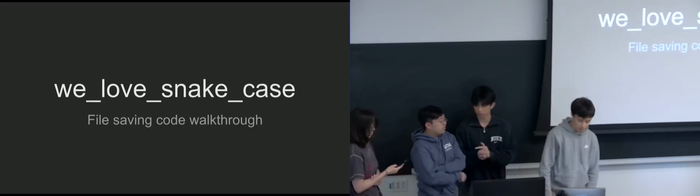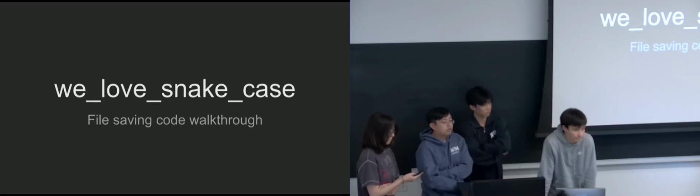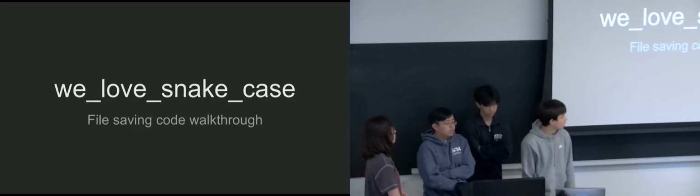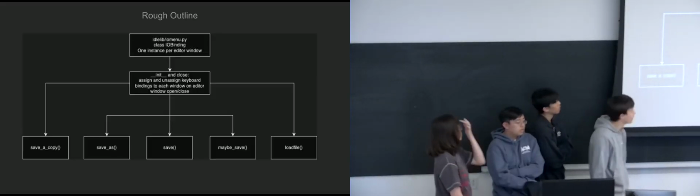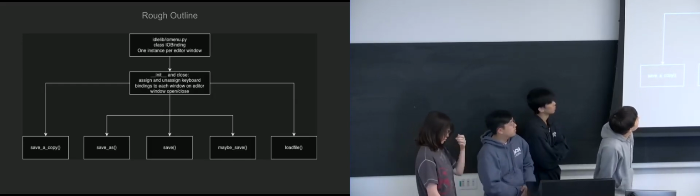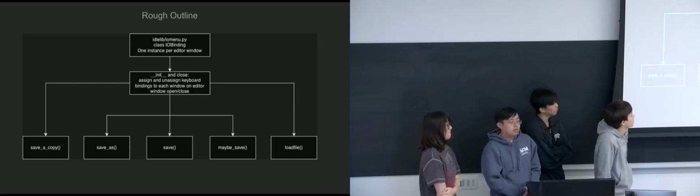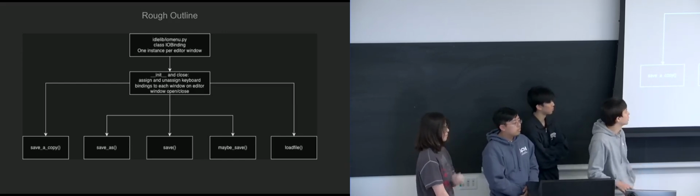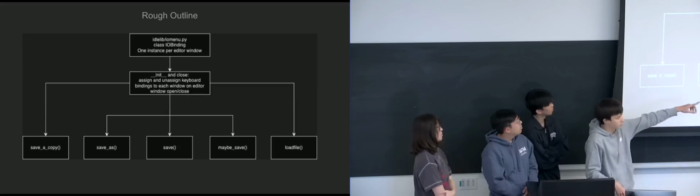So we're demoing. Alright, everyone, let's go ahead and quiet down and we'll start with this presentation. So we're demoing the file saving feature and loading files. We'll start off with a quick outline. One thing to notice is that the IO binding class is instantiated for each editor window so that each window has its own saving and loading file functionality. And then these are the functions that we'll be walking through.